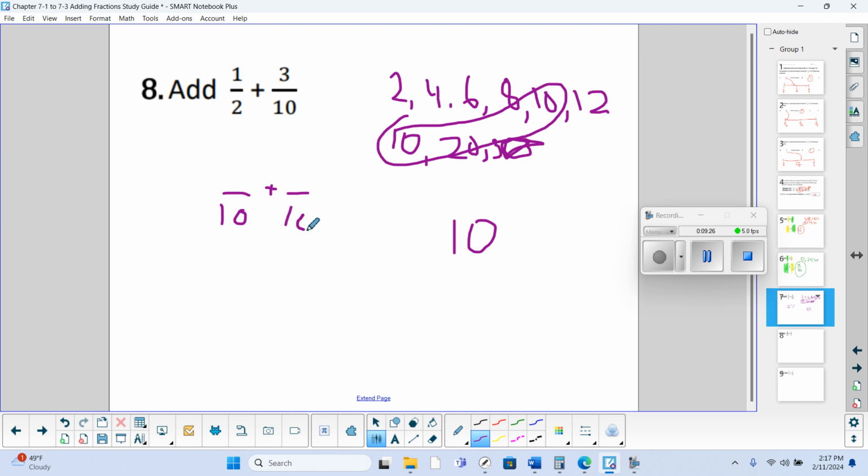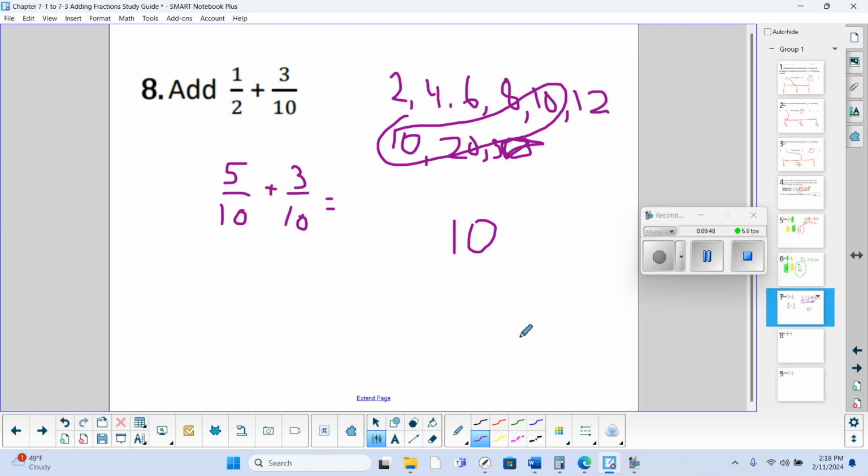So what do we have here? 1/2 is equal to how many out of 10? Well, what do I multiply 2 by to get to 10? That's 5. So 1 times 5 is 5. What do I multiply 10 by to get to 10? The answer is 1. So 1 times 3 is 3.